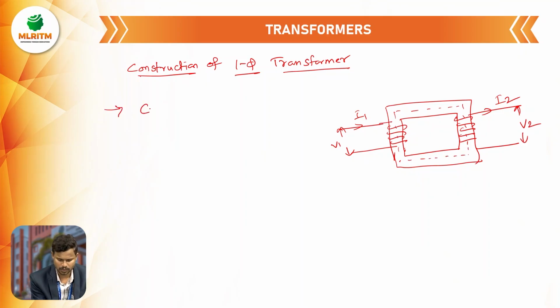From a construction point of view, there are two main parts: the transformer core and the transformer winding. Other than this, we have some auxiliary parts as well. So these are the main parts of the transformer. First, we discuss the transformer core.